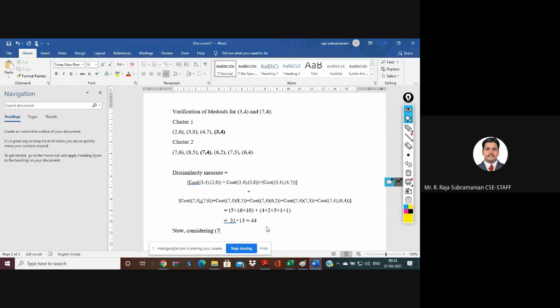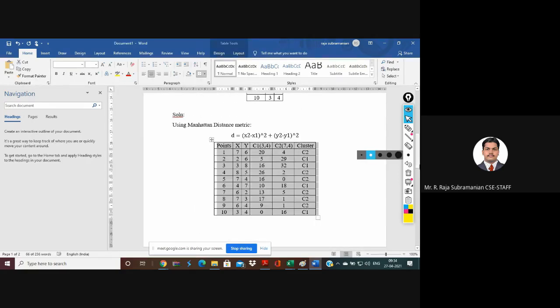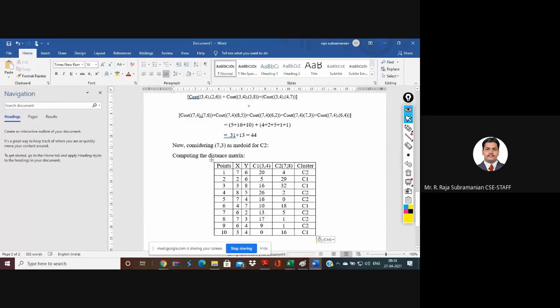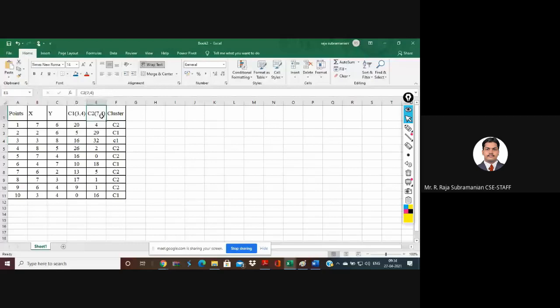Now, considering 7, 3 as medoid for C2, I'm going to consider 7, 3 as the medoid for C2. What will happen? That is what I'm going to do. So repeat, computing the distance metric. The same thing needs to be computed again. So instead of 7, 4, I'm going to take 7, 3 now. We'll go to the Excel. This is 7, 3 now.